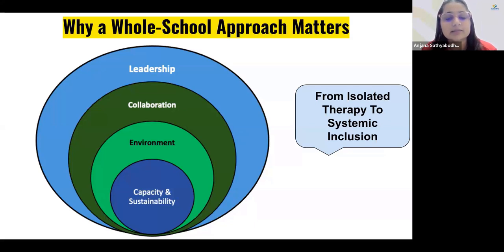So why does a whole school approach matter? It always has to come down from the leadership team. So the leadership team is very important here. The founders of an organization, or the principal or the head of a school or organization, if you buy into this, if you believe in this, then you can pass on the same culture, mindset, and all the infrastructure that is needed to the team, and only then will it be successful and sustainable. So first comes the leadership team buy-in, then collaboration between the professionals and parents, then creating the right kind of environment, and capacity building and sustaining best practices. We hope that AAC implementation does not restrict itself to just a therapy setup or a clinical setup. We have to look at it in terms of systemic inclusion as well.